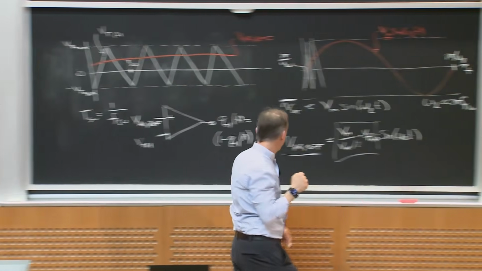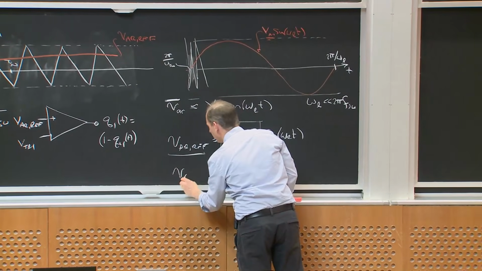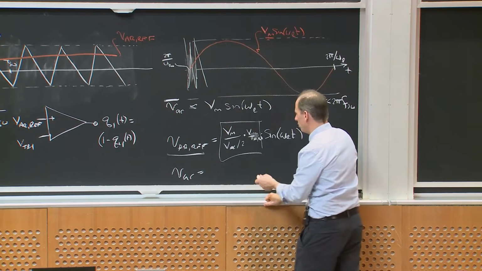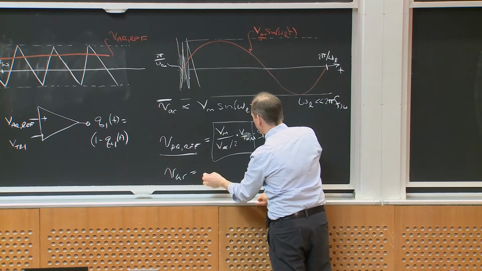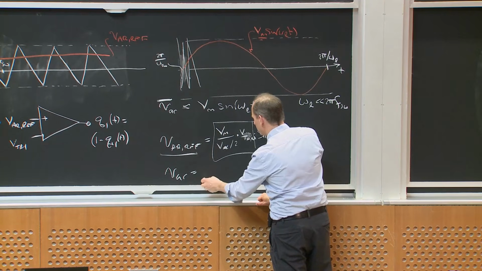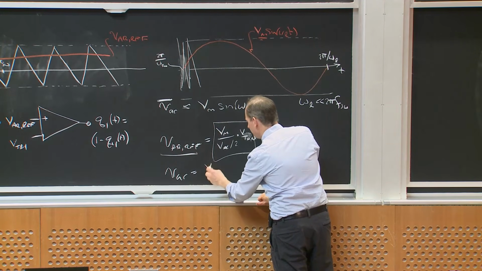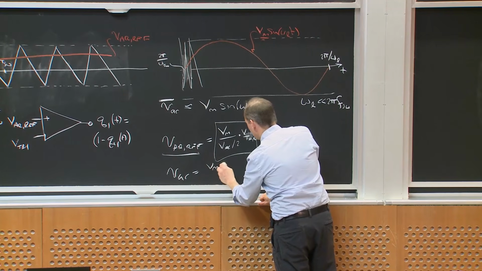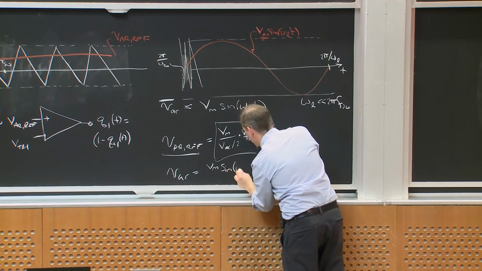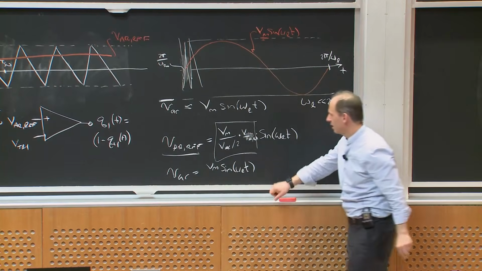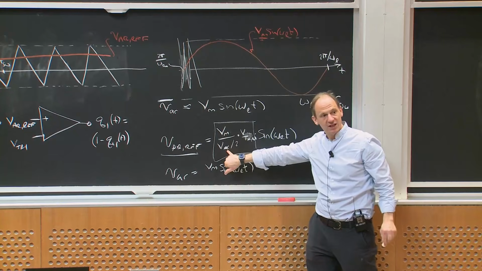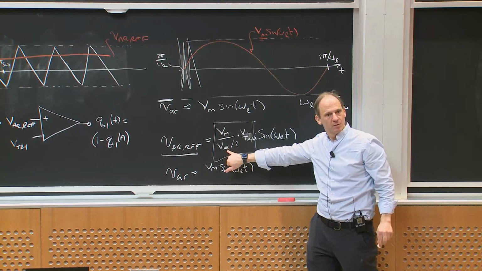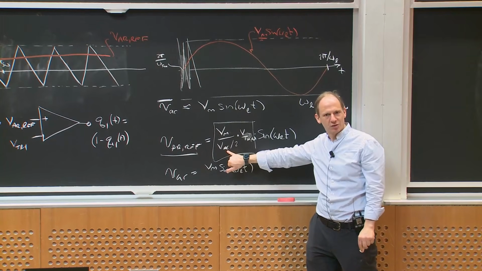So what I'm going to get is VA is going to be equal to VM over VDC. It's going to be equal to VM sine of omega LT, okay, as long as V sub m is less than VDC over 2, right? Is that clear, or should I try to explain that better?